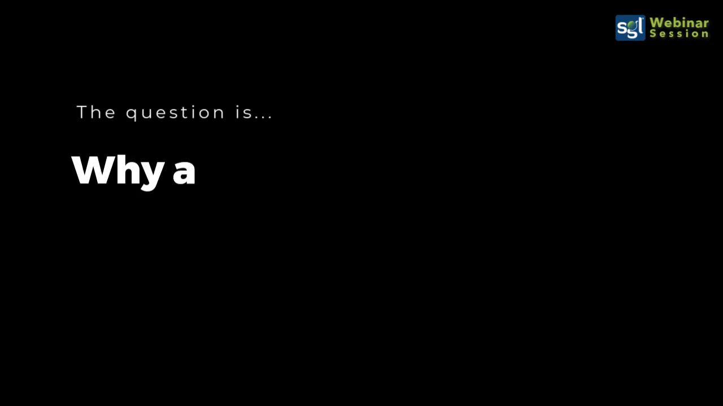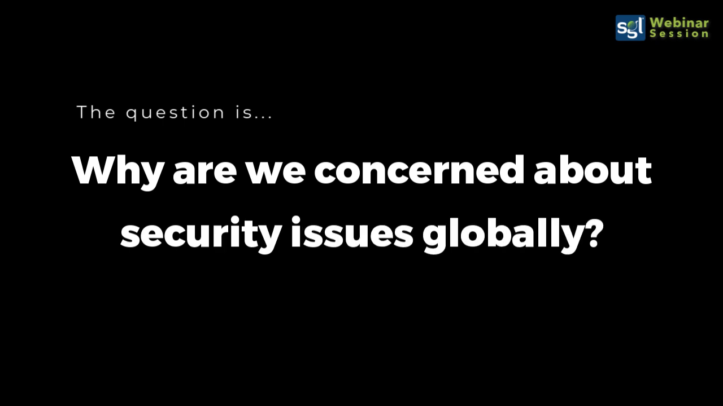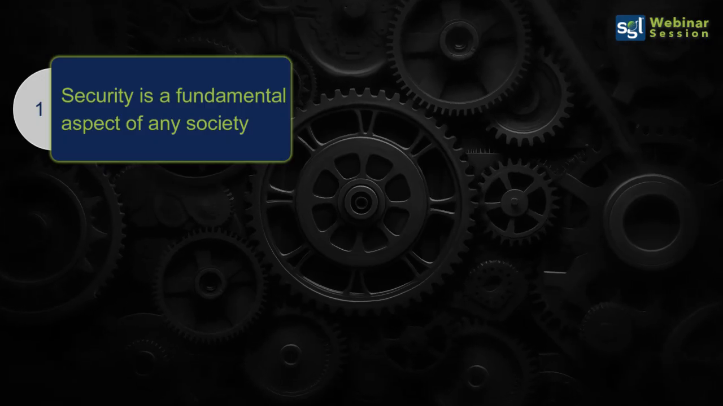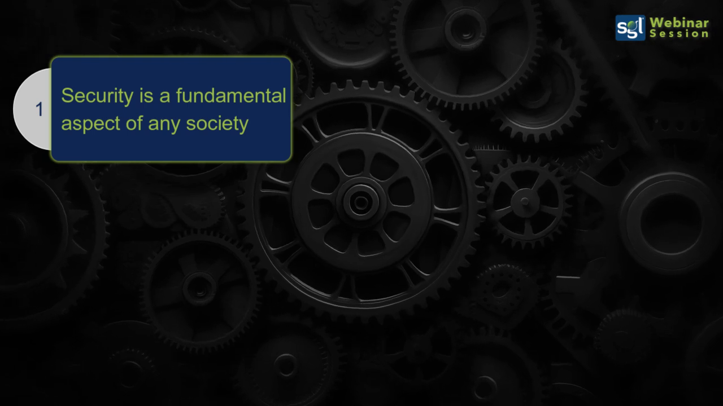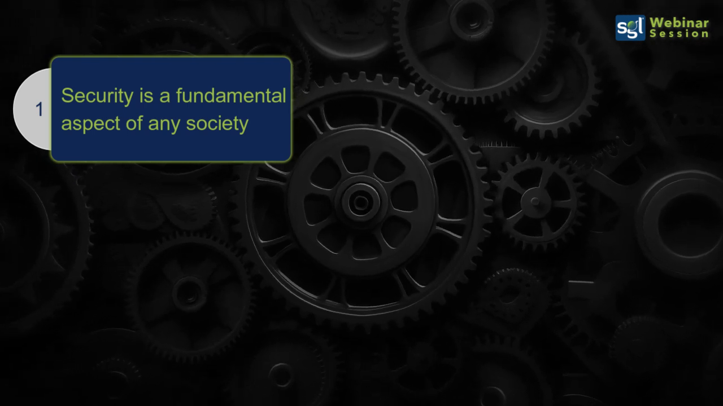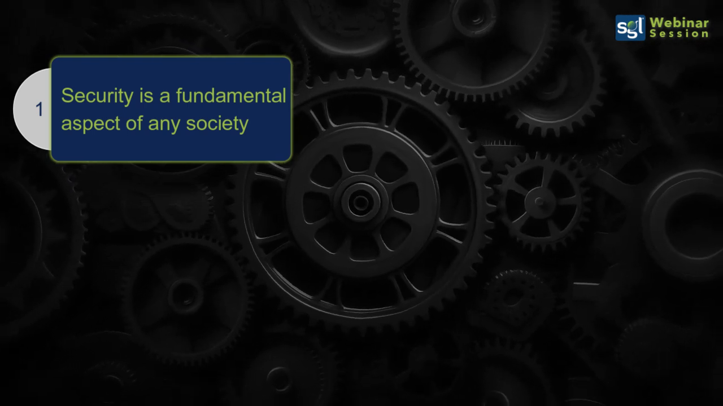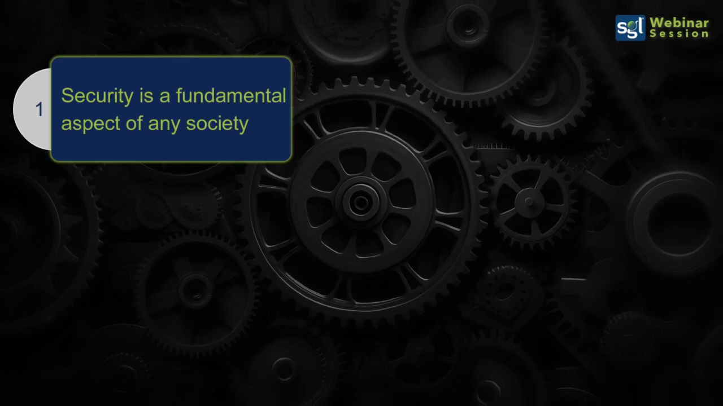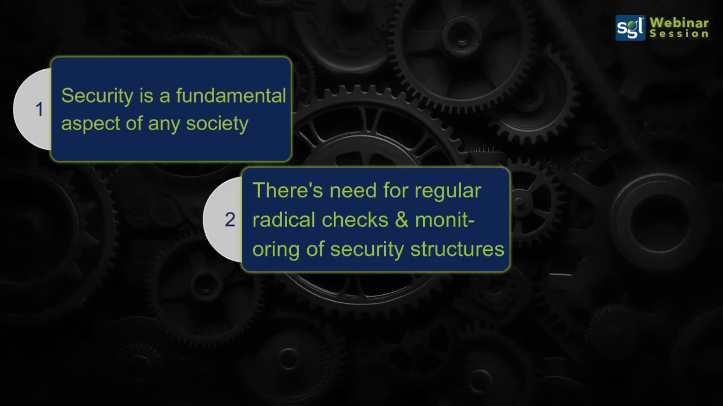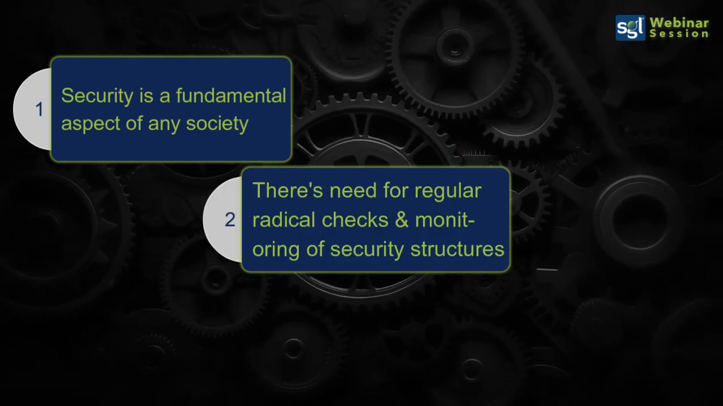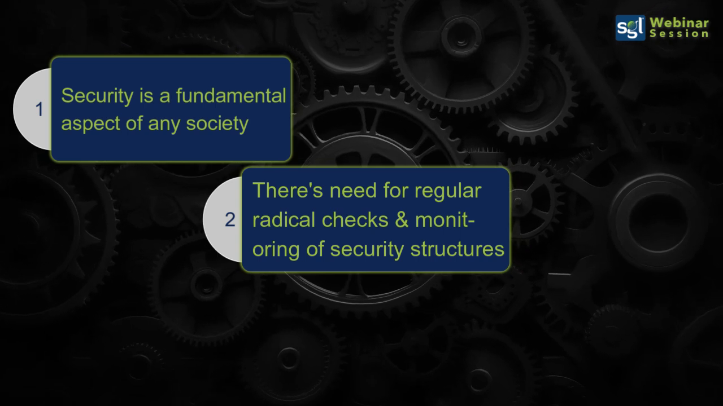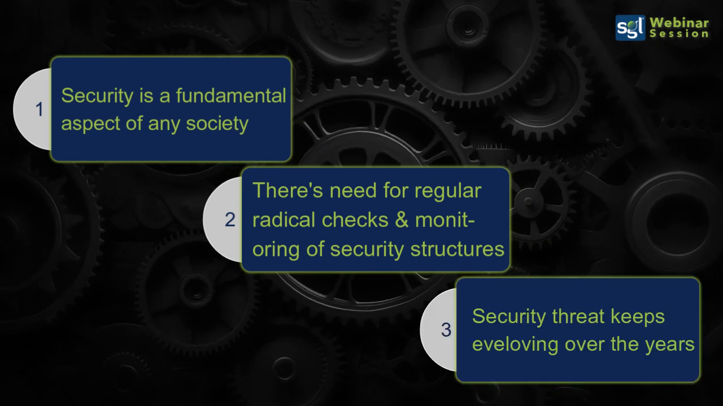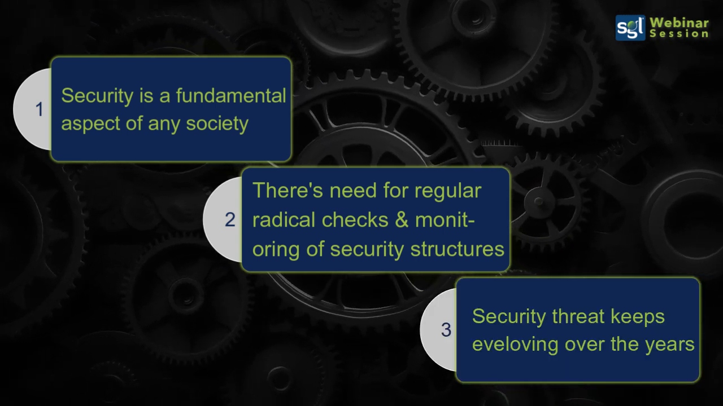Now, why are we concerned about security issues globally? Security is a fundamental aspect of any society. Whatever happens with the security of a nation affects the roots of that society. Hence, the need for radical check on security and monitoring of security. And security check has changed over the years. Maybe I will take us back to memory lane.